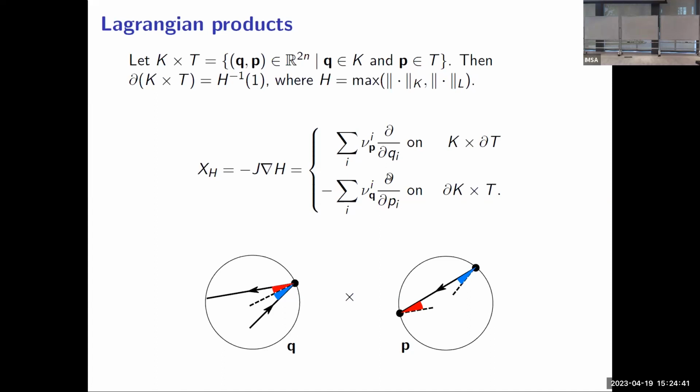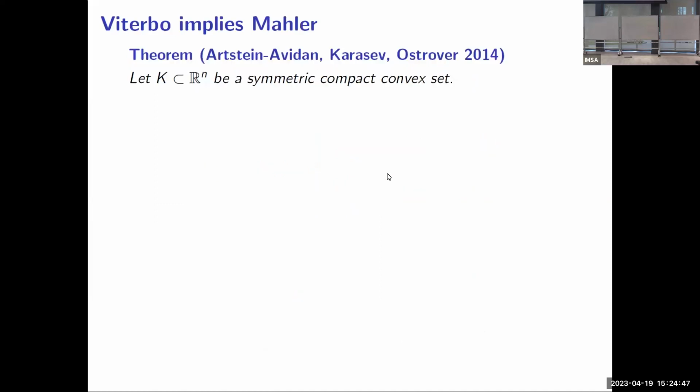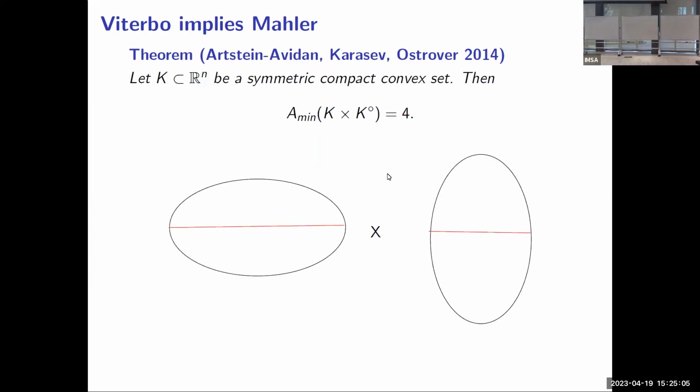Okay, so now I can sketch the proof that the Mahler conjecture is a consequence of Viterbo's conjecture. It's actually very simple. There's just one calculation that they had to do, and once you make this calculation, then the theorem follows. The calculation is that the minimum action of the product of a convex symmetric set and its polar is always 4.